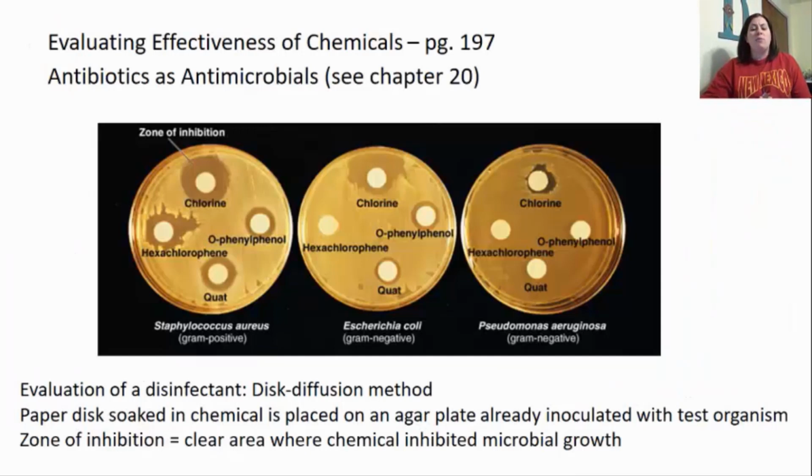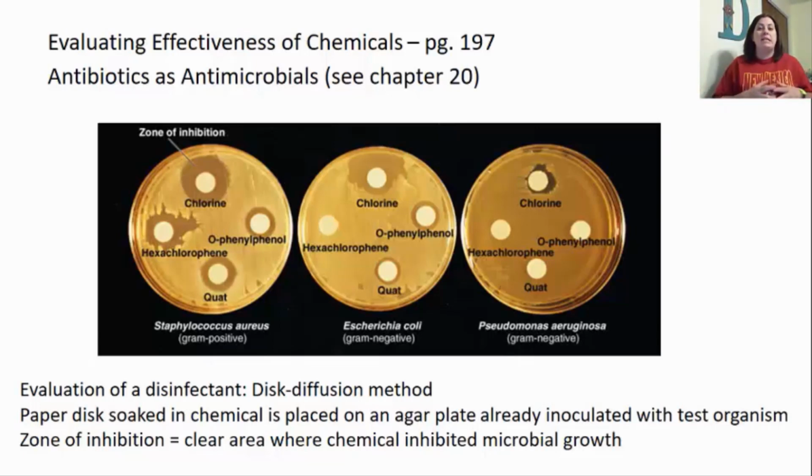Now, how do we evaluate the effectiveness of these chemicals? How do we know that they're really good against gram-positive bacteria or enveloped viruses or different things like that? One thing we can do is an evaluation of a disinfectant using a disc diffusion method. We do this with antibiotics as antimicrobials as well in chapter 20, which we'll look at later. The paper disc gets soaked in whatever chemical you're wanting to look at. It's then placed on an agar plate that's already been inoculated with the test organism.